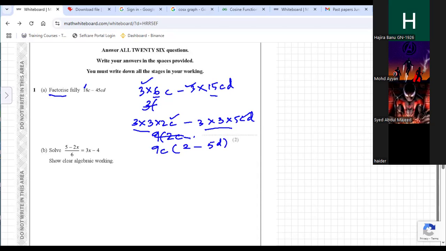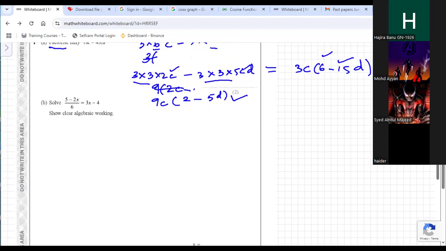I hope you have understood that first I've taken 3 common, then 6 and 15, again 3 is common. Then c is the variable which is common between both terms. So c is also taken outside, and then 2 minus 5d. So this is fully factorized. If I write 3c times 6 minus 15d, you see this is not fully factorized. That's why this is fully factorized.